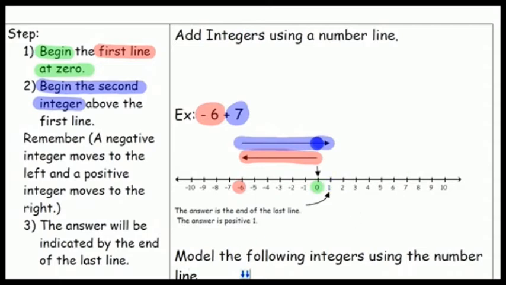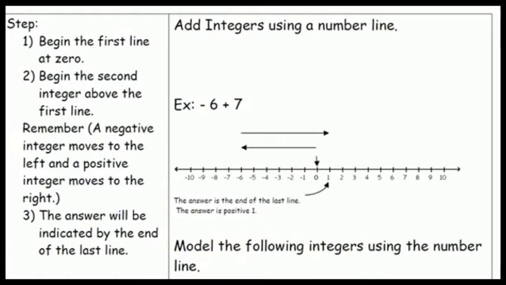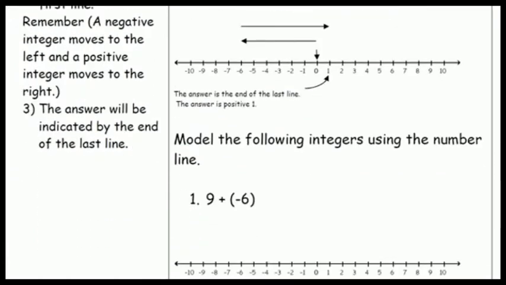That happens to be my positive 1, and that is the answer, because that's the end of my line. That's it. That's how you do this kind of problem. With the number line it is rather easy. Let's see if I do maybe one more.